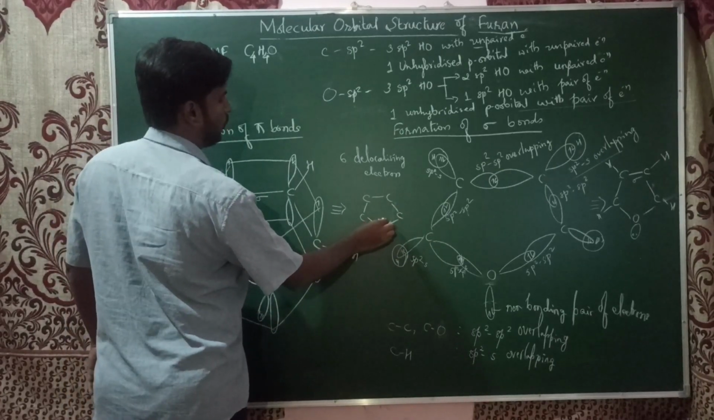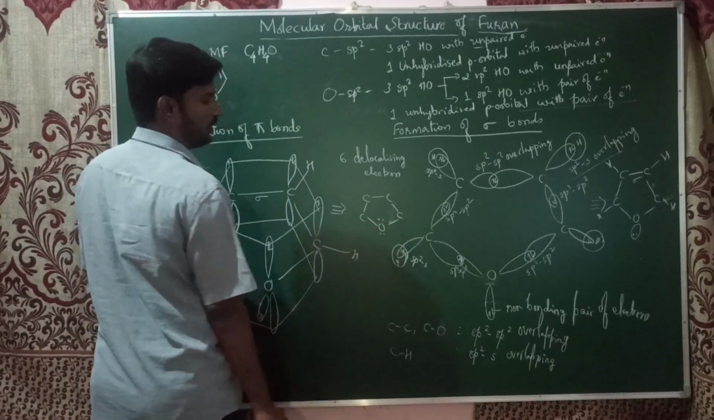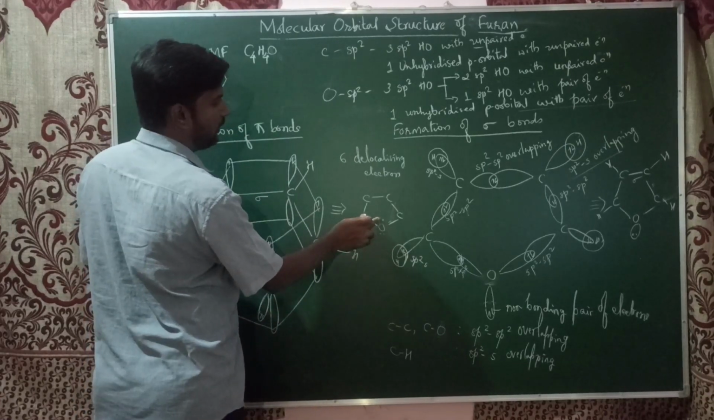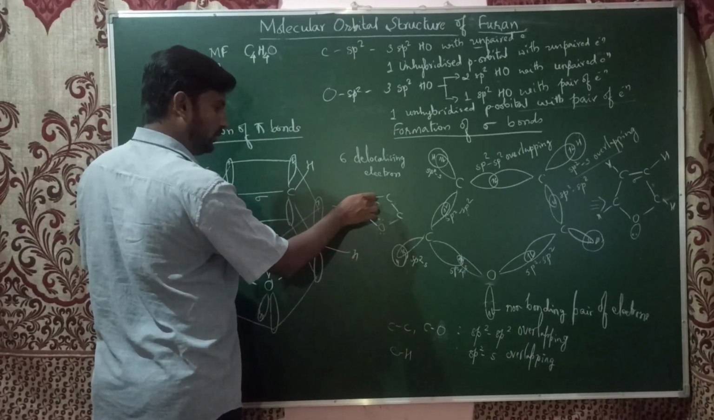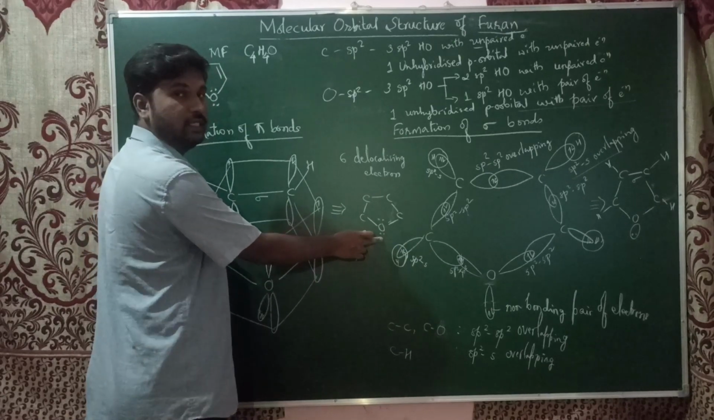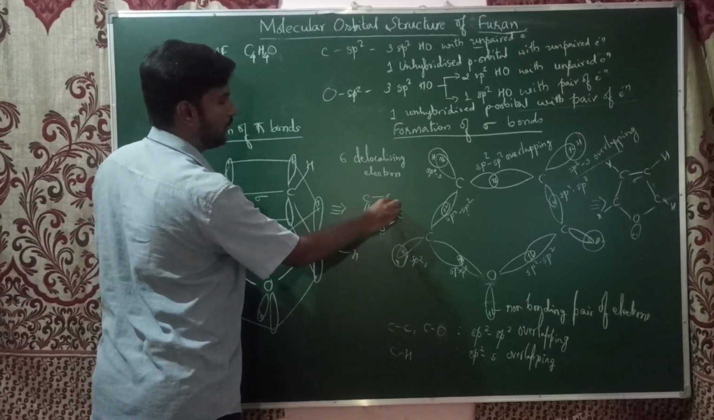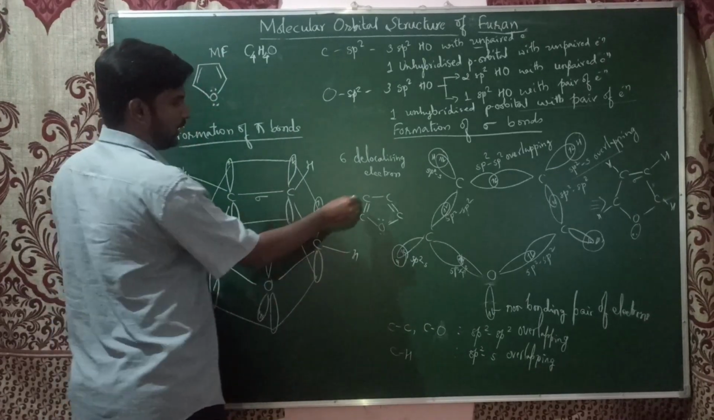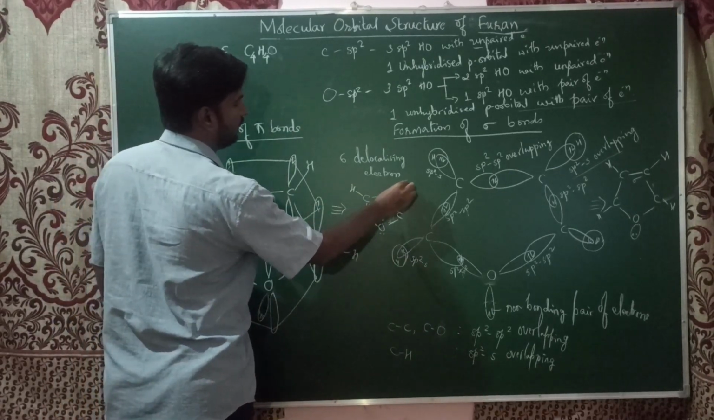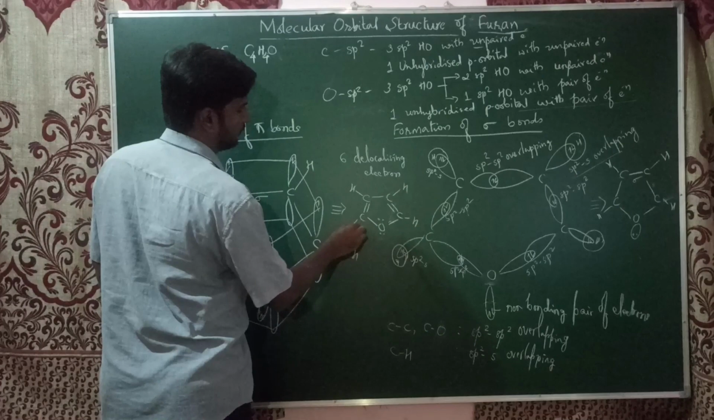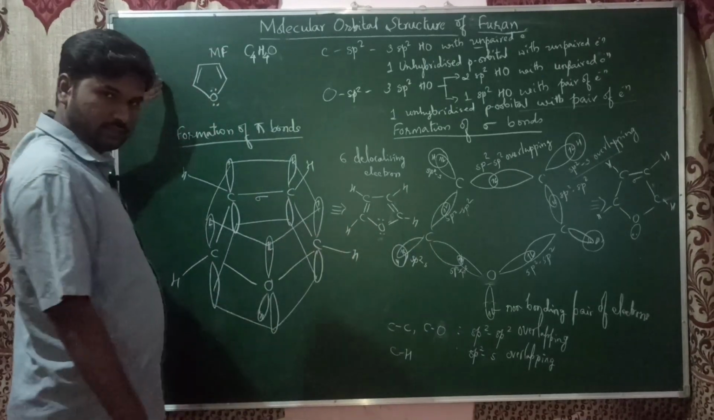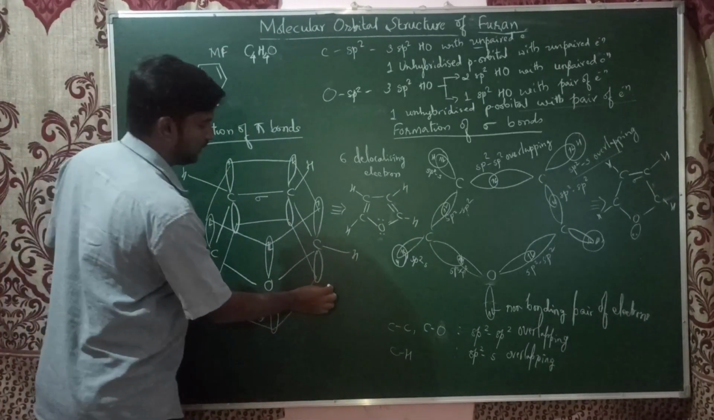So our oxygen, there is one lone pair involved in the bond formation, and one pair is not involved in the bond formation. And here there is a pi bond forming, and each carbon has a sigma bond with hydrogens. This is equal to this structure, or you can write it like this also.